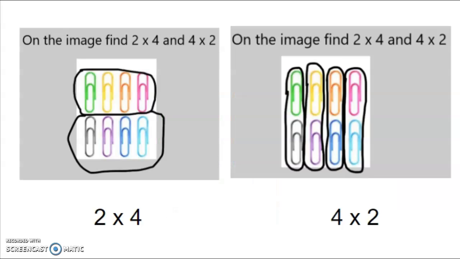Did you get the same answer as me? So, as you can see again, I have drawn circles around the paper clips in 2 different ways. The first image over here represents 2 times 4. There are 2 groups, and in each group there are 1, 2, 3, 4 paper clips. Now the other image shows it slightly differently. This time there are 1, 2, 3, 4 groups, and in each group there are 1, 2 paper clips. So this time I would write 4 times 2, okay?